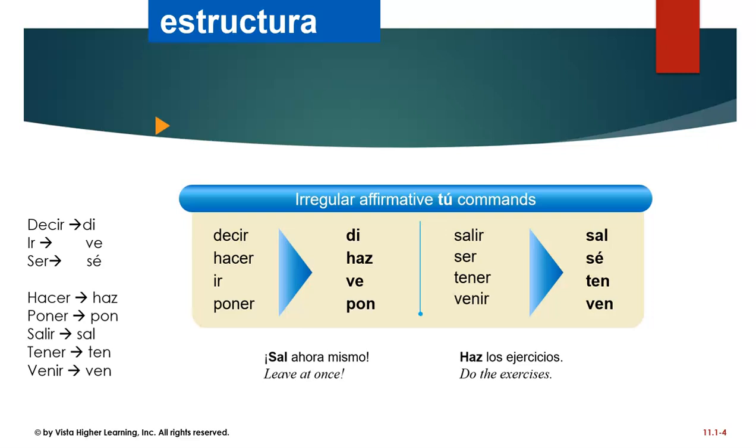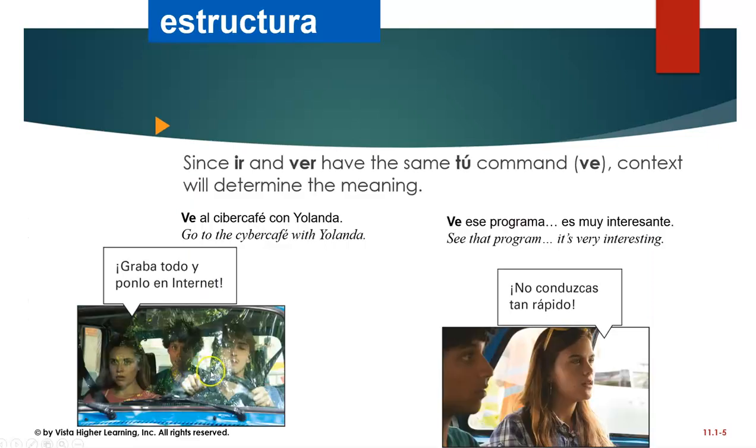Okay. So this was kind of how VHL set them up. I like to group things where they have something in common. Okay. Since ir and ver have the same tú commands, they're both ve, you're going to determine the meaning by the context. So, ve al cibercafé con Yolanda. So, go to the cybercafe with Yolanda. Ve ese programa. Es muy interesante. Okay, so see that program? It's very interesting. Okay.